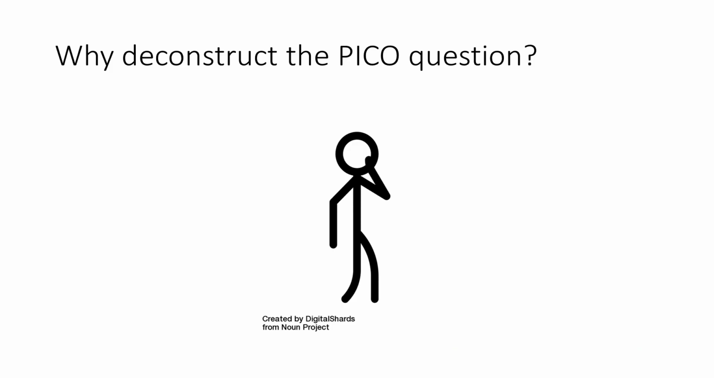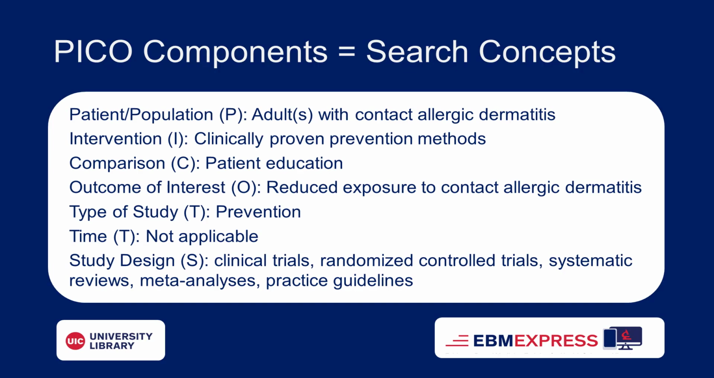You may ask, why deconstruct the PICO? What is the purpose of this approach? Won't I just find the same results by typing the PICO question into the search box? While it might not seem intuitive, the final results will provide a richer and more complete group of relevant journal articles. Let's look at deconstructing this PICO question.